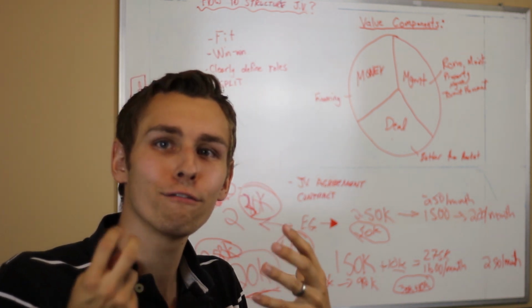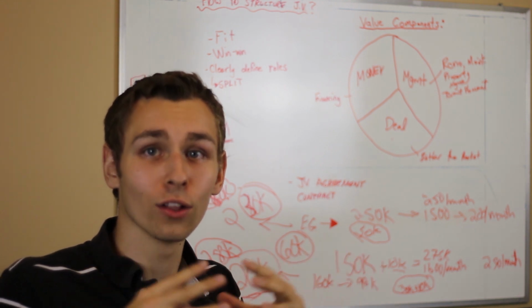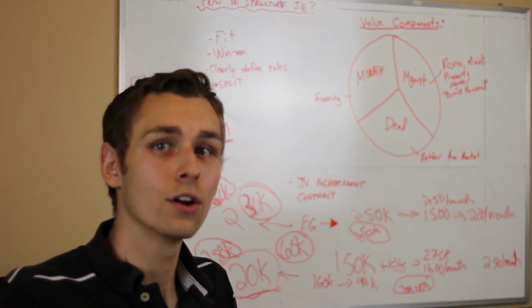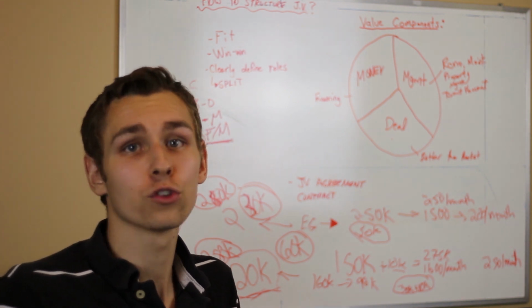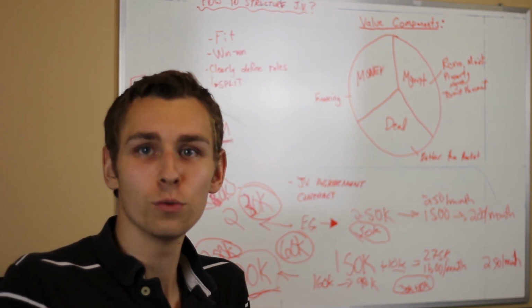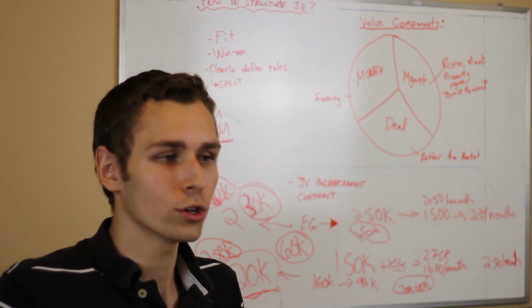So what is the overall fit with the joint venture partners? Are you guys going to get along well? Do you think you can work together over a 2 or 3 year period to unlock the value in the property? Can you handle this person's personality? Do you believe that they're going to do what they say they're going to do? All of these types of things. So just making sure there's a fit.